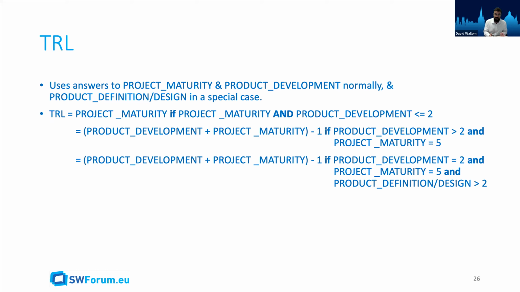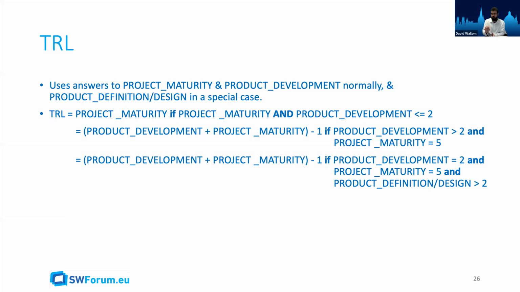And what we say here is that really the likelihood of being at a higher TRL than 5 if your project is not mature is not going to be the case. And that's around some of the definitions for the TRL as much as anything as well. Moving beyond TRL level 5, we then get into different ways that we're calculating this. This then takes as a sum the answer from the product development question and the project maturity question, minus 1, for 2 different cases. And I'll take the second one before the first one here.